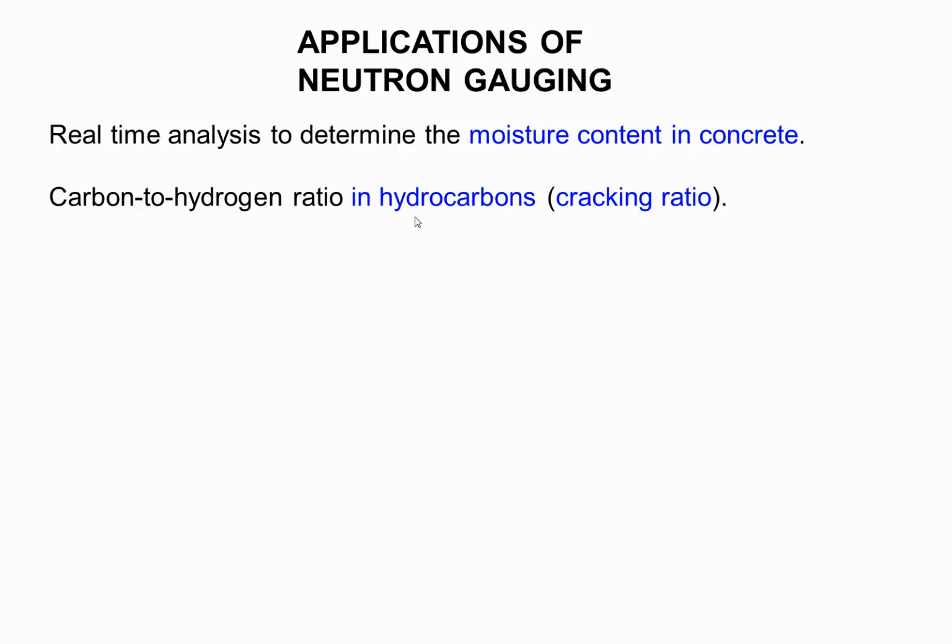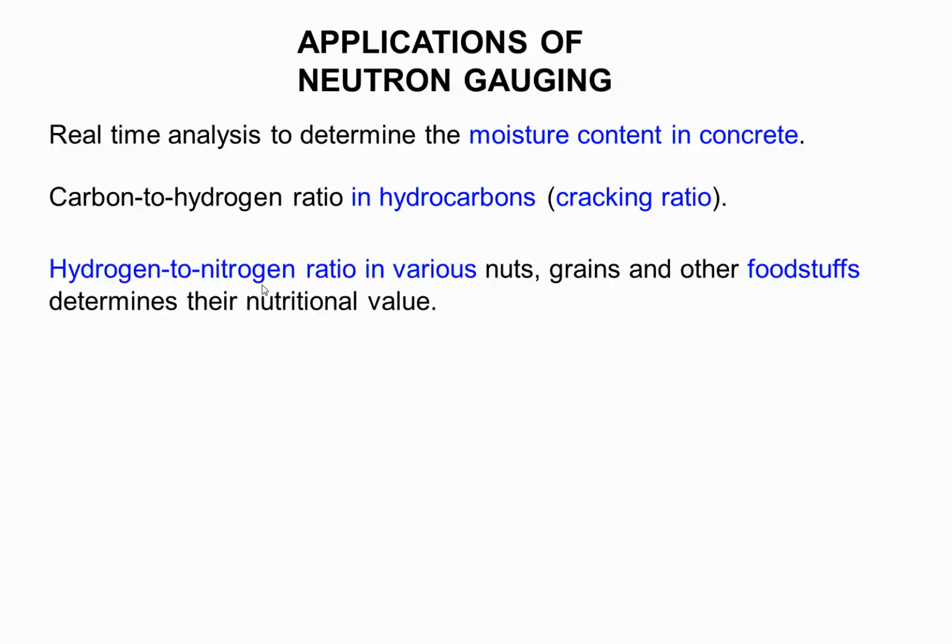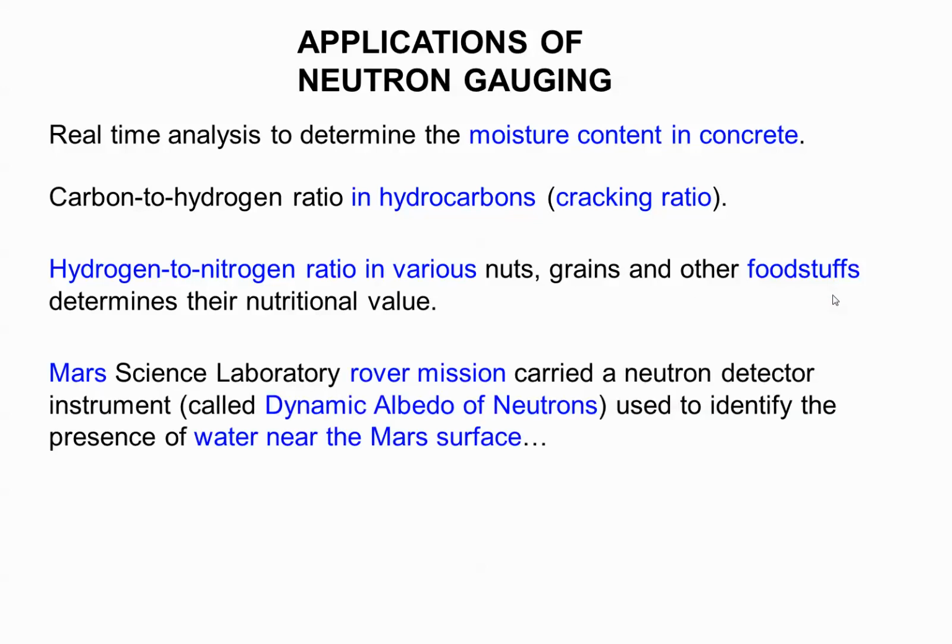A few other applications of neutron gauging: determine moisture content in concrete. Determine the carbon to hydrogen ratio in hydrocarbons, the so-called cracking ratio. Determine the hydrogen to nitrogen ratio in various foodstuffs. The Mars rover mission planned on sending what is called the dynamic albedo of neutrons, a little device with a neutron source and a neutron detector, to be able to detect water near the Mars surface. As it turned out, this method was not necessary to find water on the Mars surface. A much simpler method was used.